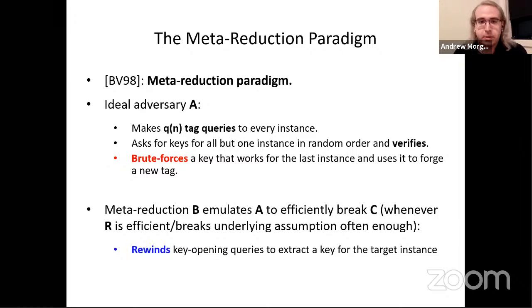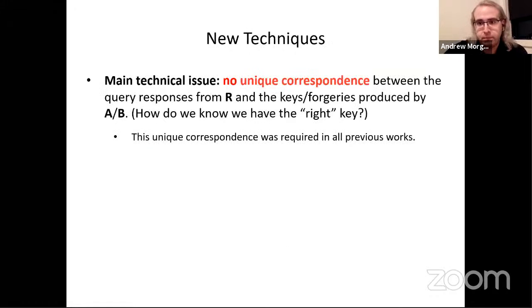Specifically, B deals with the brute force step of A by instead trying to rewind the key opening queries and extract a valid key from the reduction R itself. While this isn't guaranteed to succeed, we show that it can be done in polynomial time with only a minimal loss to the probability with which B breaks C compared to the original reduction R.